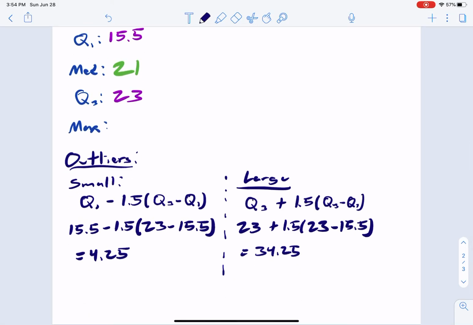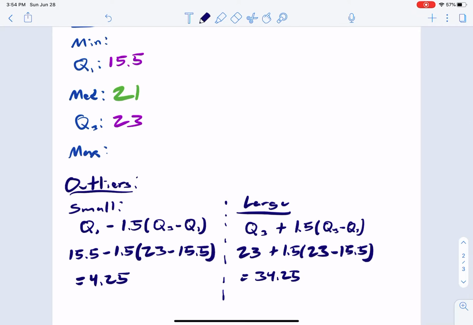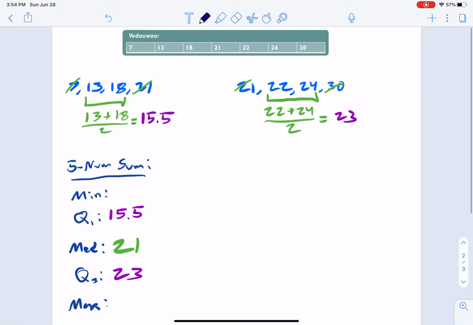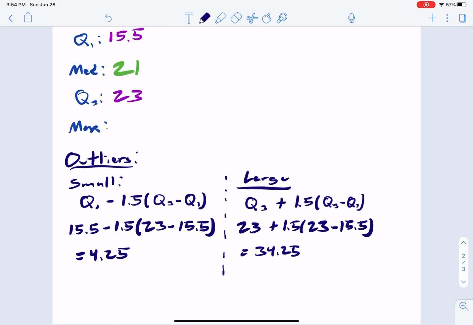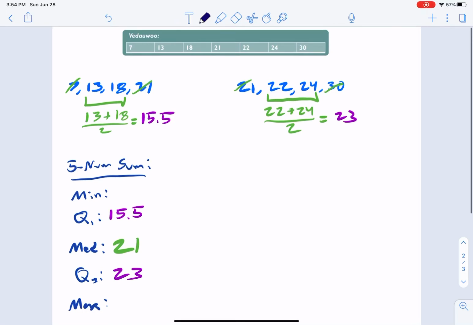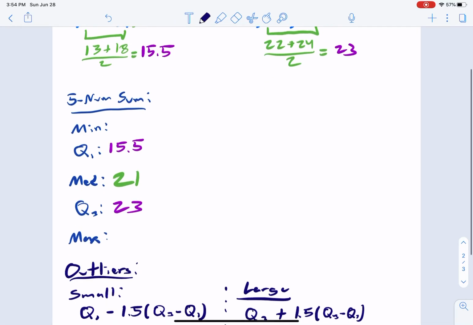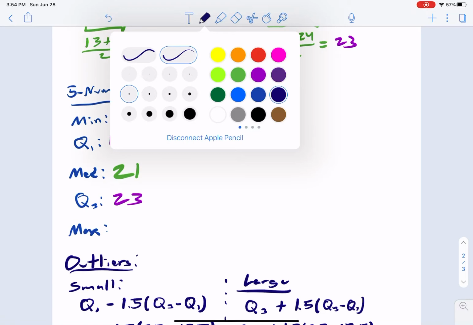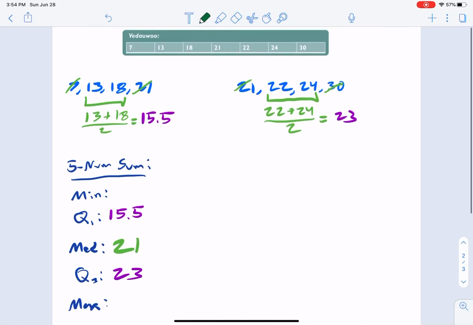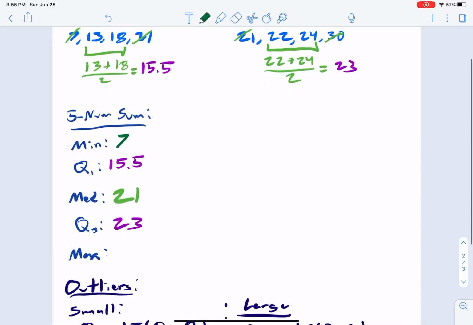And so these are not the minimum and the max, right? This is only a criteria, kind of like a test sort of thing, right? So do we have any values below 4.25? It looks like no. Okay, what about above 34.25? Also no. Okay, so that's sweet, because that means that our minimum and our maximum are going to be actual minimum and maximum. So we'll just write that as such, right? The smallest value, 7. The largest value, since everything is in order for us, which is so nice, that's going to be 30.